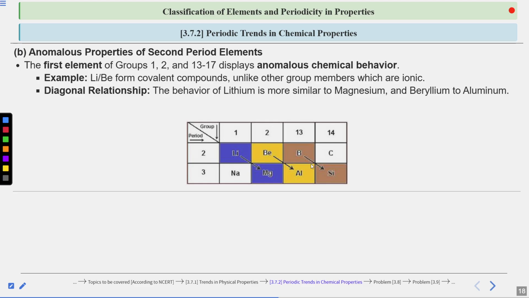Boron has similar properties to silicon. They are both painted in brown. Beryllium has similar properties to aluminium. They are both painted in yellow. And lithium has similar properties to magnesium. So this is called the diagonal relationship.